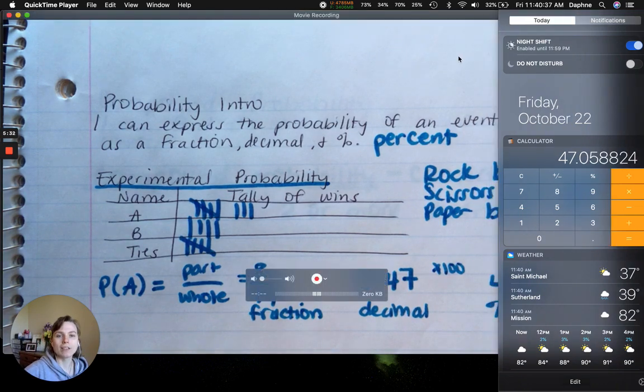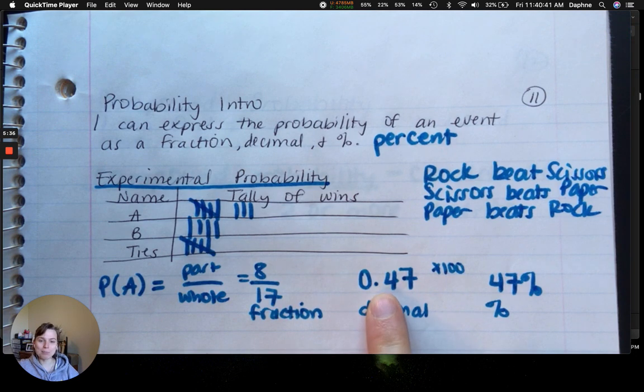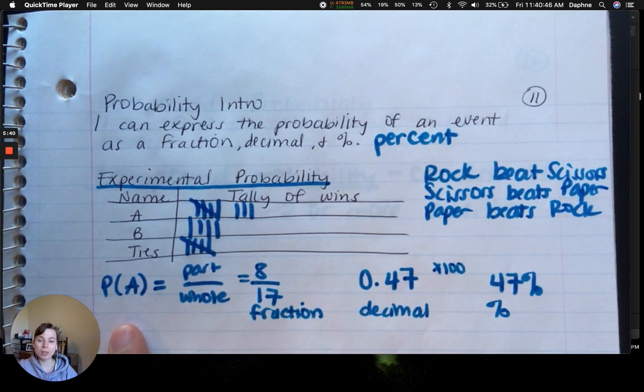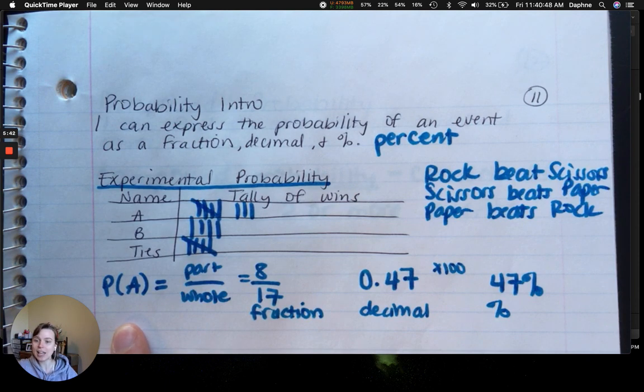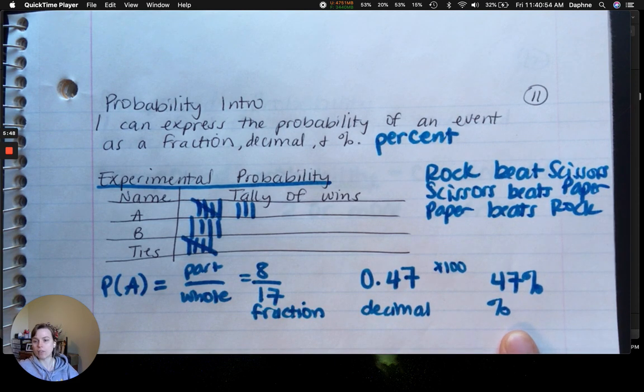There we go. So I multiply my decimal by 100, and that gives me my percentage. So this is the probability that A will win. The chance that A wins my games will be 8/17, or that's 47/100, or 47%.